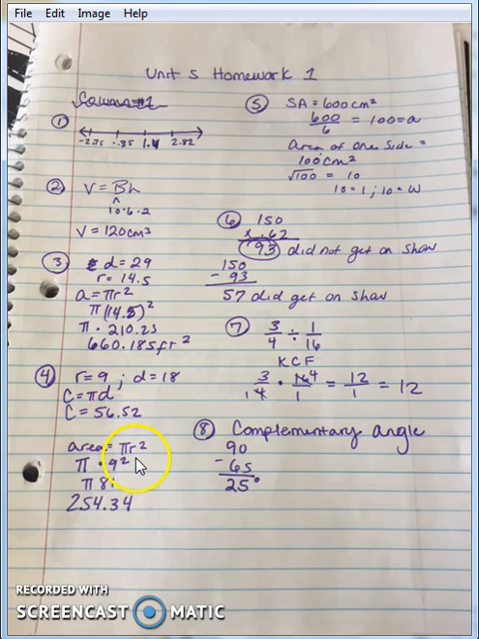Our area is pi r squared for that formula, so we're going to plug that in as pi times 9 squared. 9 squared is 81. 81 times pi equals 254.34.